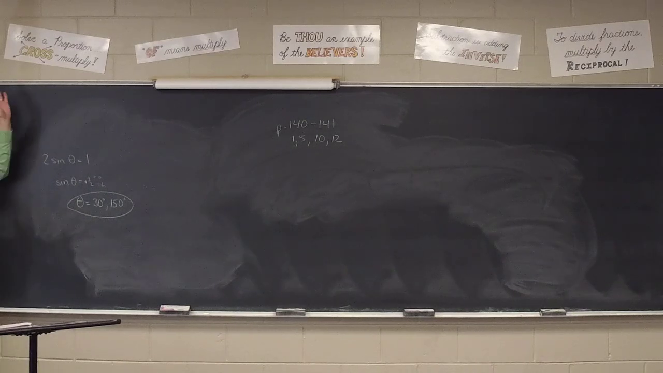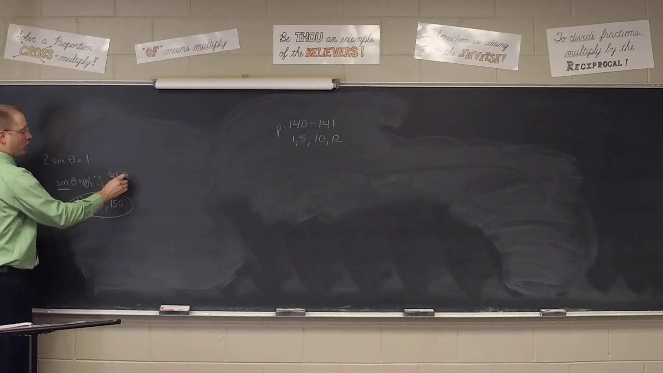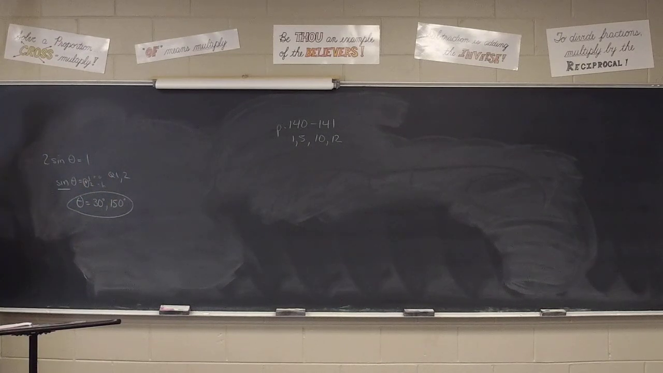How many have 30, 150 as your answers? Questions? Yeah, I had the 30, I didn't have the 150. How did you find the 150? When is sine positive? Quadrant 1 and quadrant 2. Don't lose your quadrant 2 form of 30. From quadrant 2, how do you judge that it's 150? I thought it was 90.